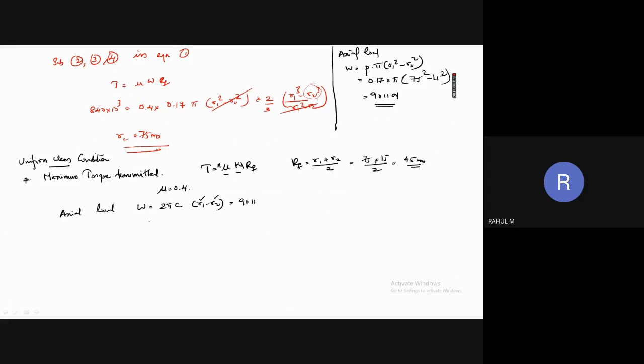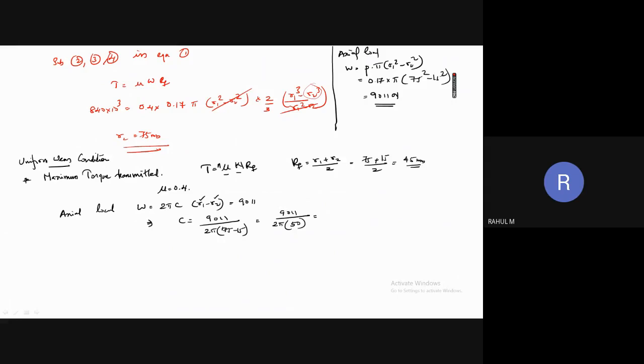Using this condition, we can find the value of C, which is 9011 divided by 2π into (R1 minus R2), which is 75 minus 15. Substituting this, you get 9011 divided by 2π into 60. Solving this, you'll get the value of C.